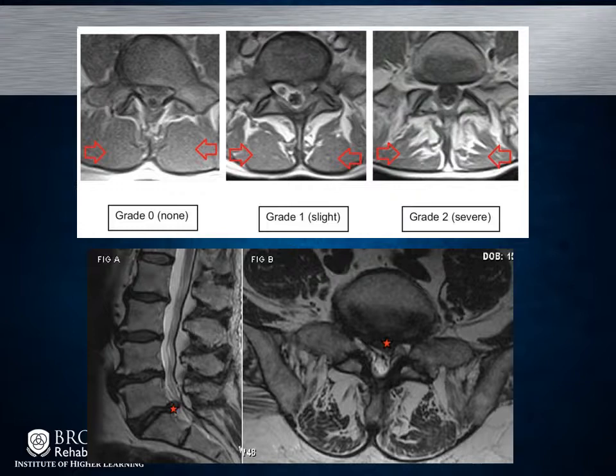So when an MRI is ordered, is it specified whether you want a T1 or a T2? Typically, yes. Sometimes they'll ask for both, and sometimes they'll specifically say, I just want a T1 or I just want a T2, depending on what they're looking for.